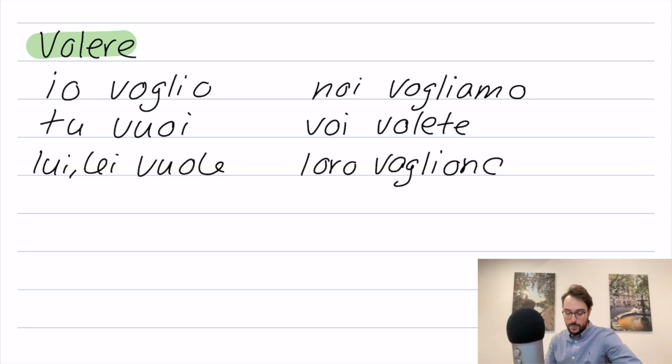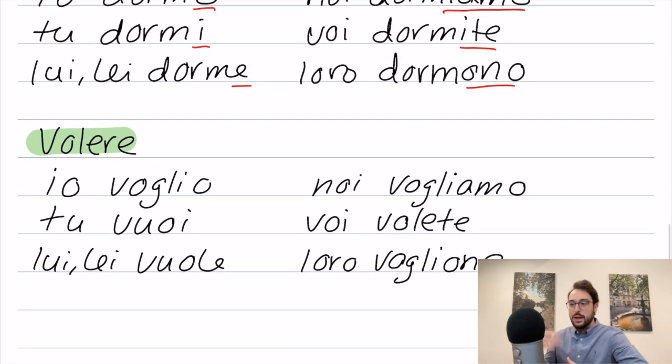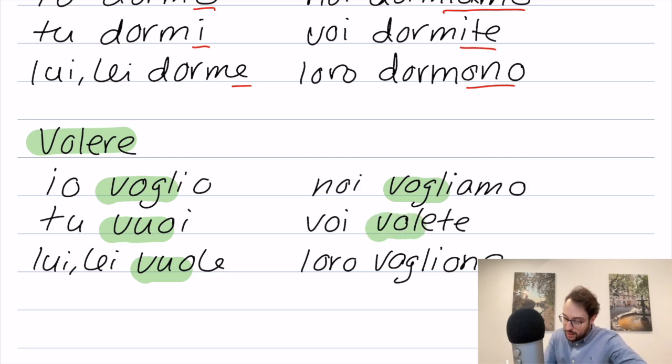So as you can see, this doesn't follow the same cut off the ere, put in this ending way, because the stem changes. Actually, now that I'm looking at this, it does have all of the same ere verb endings: o, i, e, iamo, ete, ono. It does. But what makes it irregular is that the stem changes. We go from VOGL to VUO, VUO again, VOGL again, then VOL, and then back to VOGL. So the stem changes. That's what makes this verb irregular.